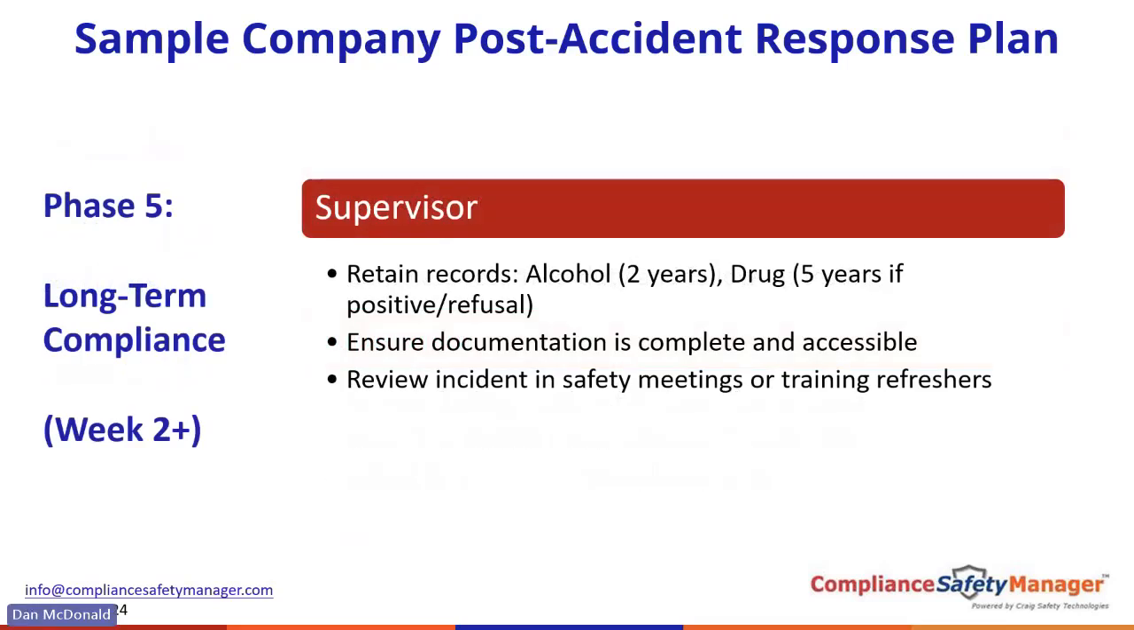Phase 5, long-term compliance. And this would be after 2 weeks. And this could be more of a post-mortem about the event. Double check to make sure you have all the documentation required. If you use a system like Compliance Safety Manager, make sure all the documents are loaded into the system. And make sure you review the incident. How was it handled? Identify any problems or successes in your internal management process and adjust accordingly. That will only improve your process in the long run.